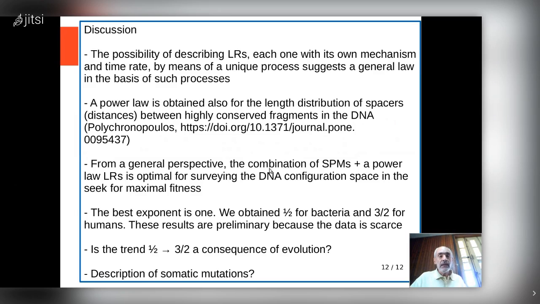From a general perspective, the combination of single point mutation and a power law distribution of large rearrangements is optimal for exploring the DNA configuration space in the search for maximal fitness. This is an abstract view, but it could be quite reasonable. In fact, there are algorithms, there are programs that use this strategy for finding minima of potentials. It is known that the best exponent we can use is a Levy function with exponent 1. We obtained 1/2 for bacteria and 3/2 for humans. It's interesting that the optimal is in between these two numbers.